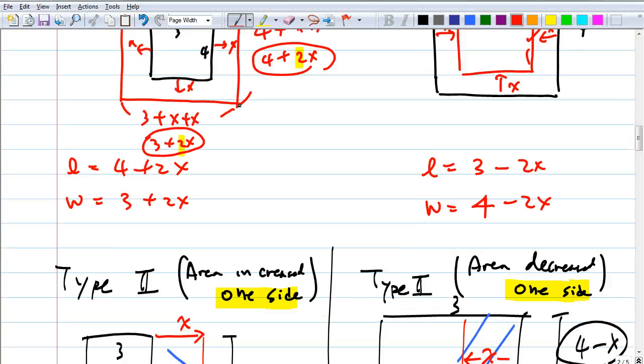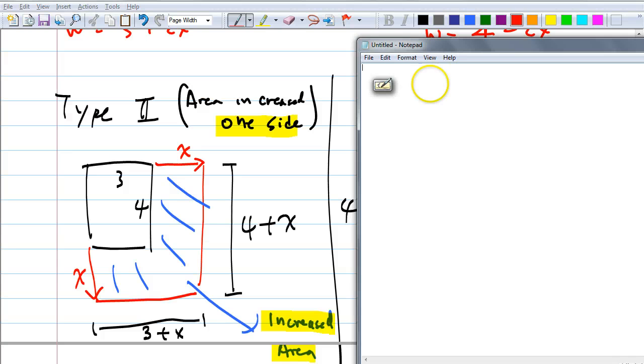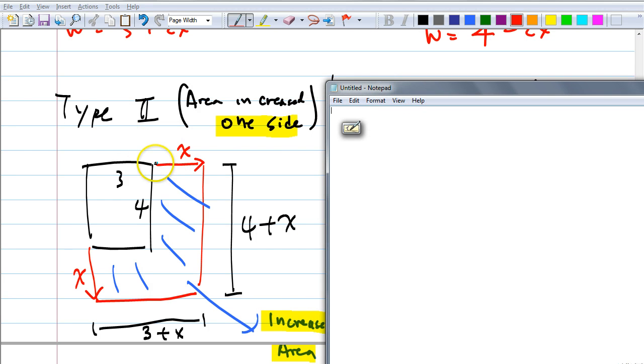Okay, so type 2. Well, you have all the answers. So if I were to increase just one side, I had 3 by 4, and it's being increased on one side only. That's type 2. Does that make sense? Look at my width. Isn't it just 3 plus x? Because you're just increasing one side. Everybody okay with that? What about my length? Isn't it my original 4 plus x? Isn't that the new length and width for the type 2 problem?